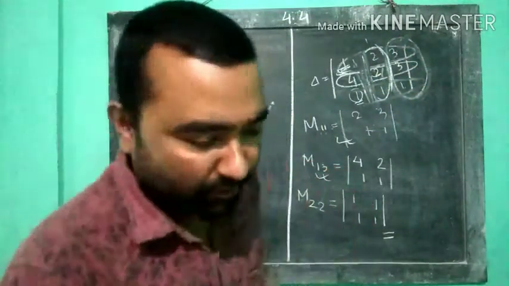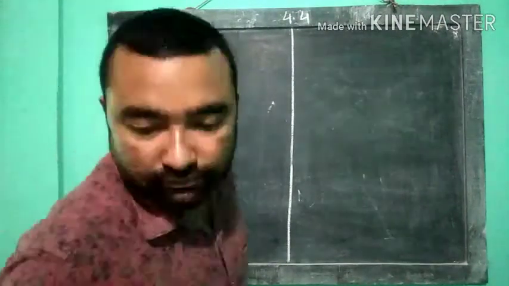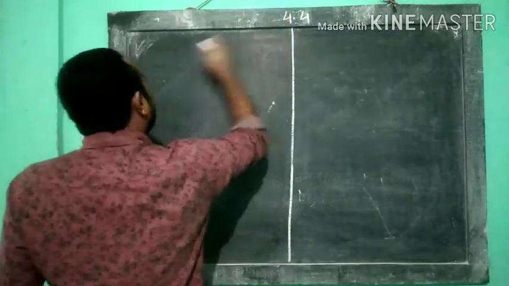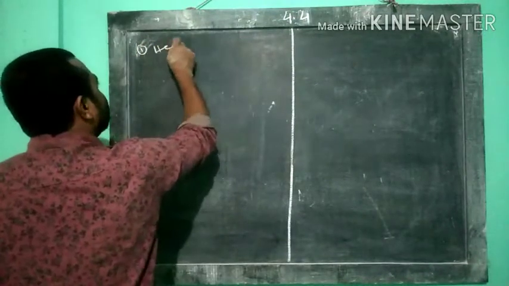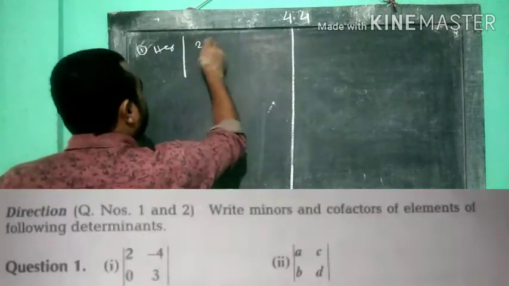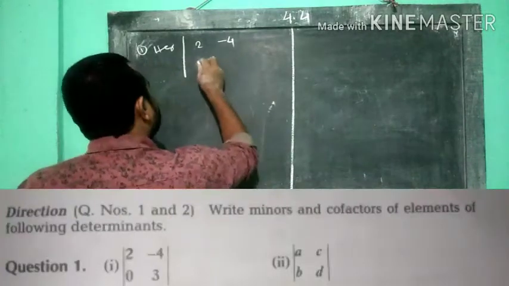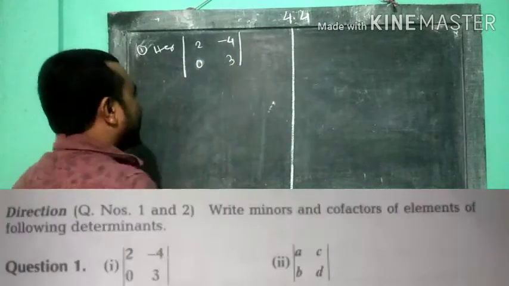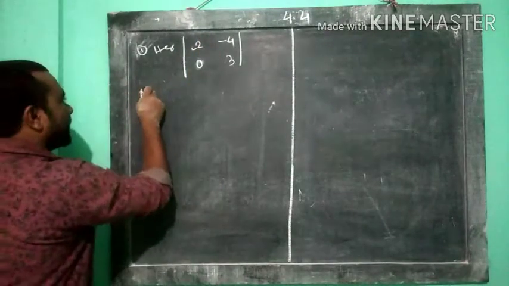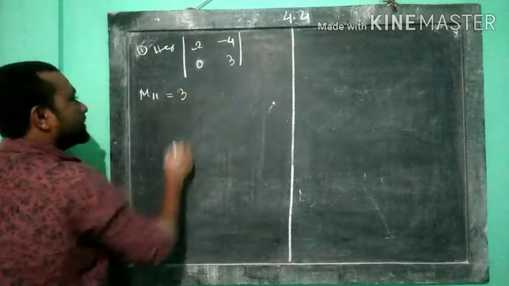Okay, so now I am going to solve the exercise. Question number 1 is given here, from exercise 4.1. The determinant is 2 minus 4, 0 3. Now find the minors. What is the minor of 2? This is M11, cancelling this row and this column, so the minor is 3. This is very simple.